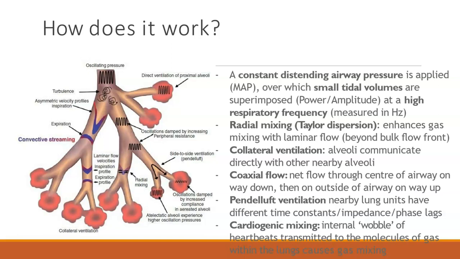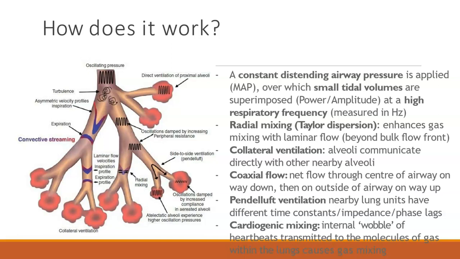So collateral ventilation, that's just kind of when those alveoli are communicating with each other. They're next to each other, and so their air is going through that way. Coaxial flow, that's what I was just talking about, how going into the lungs is straight down, and then on the outside of the airway on the way up. If you think about that, it's like a highway with three lanes, but in this particular situation, it's going down the center and coming back up on both outside sides of the airways.